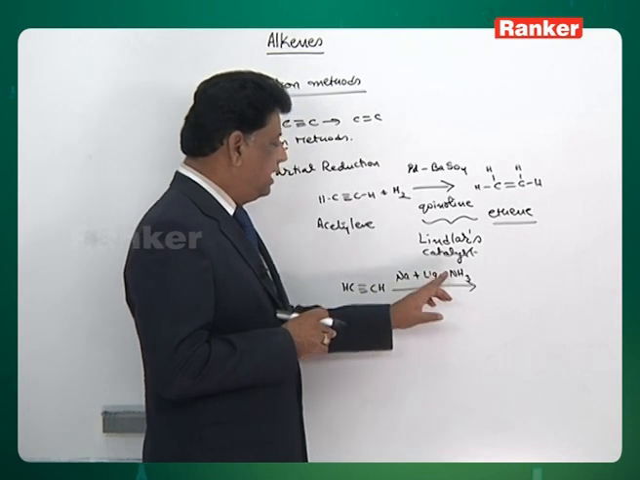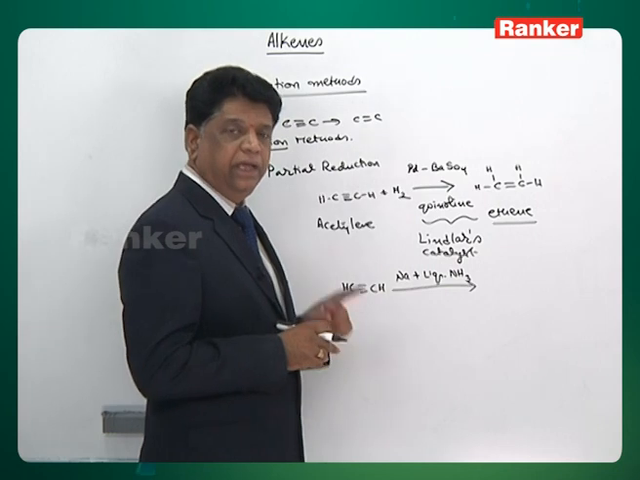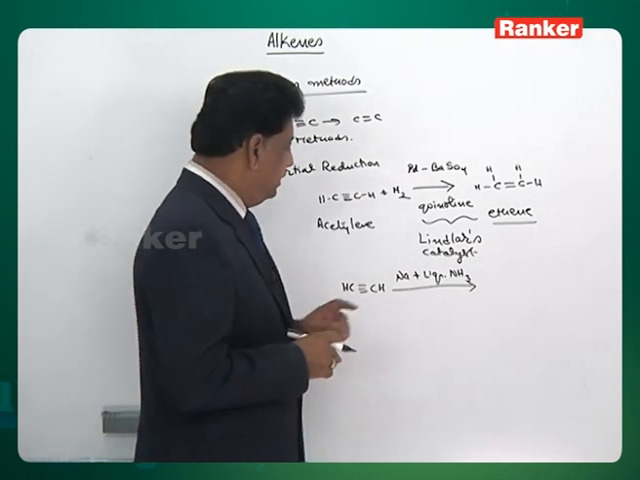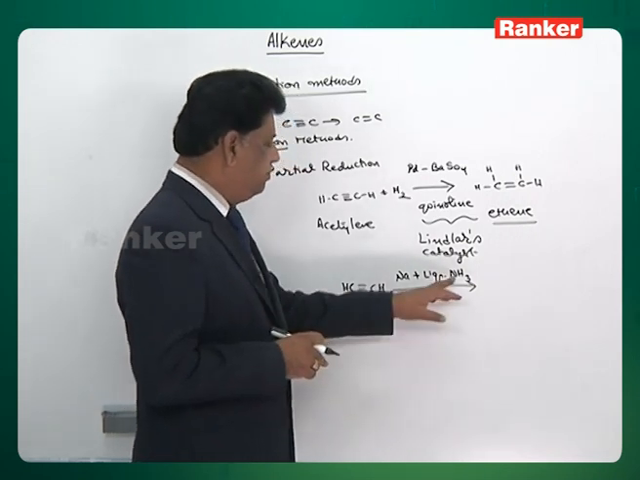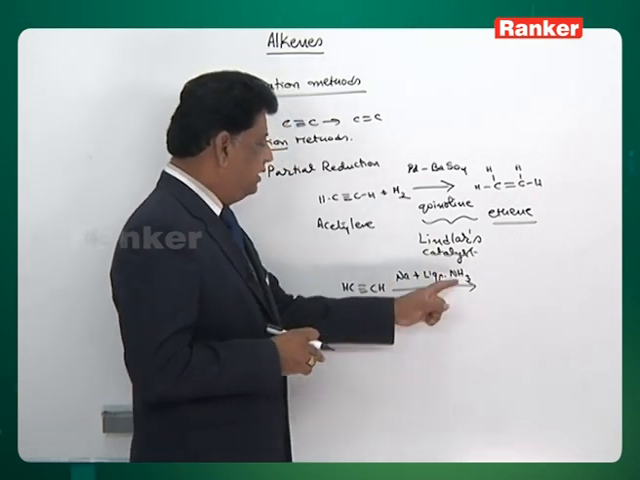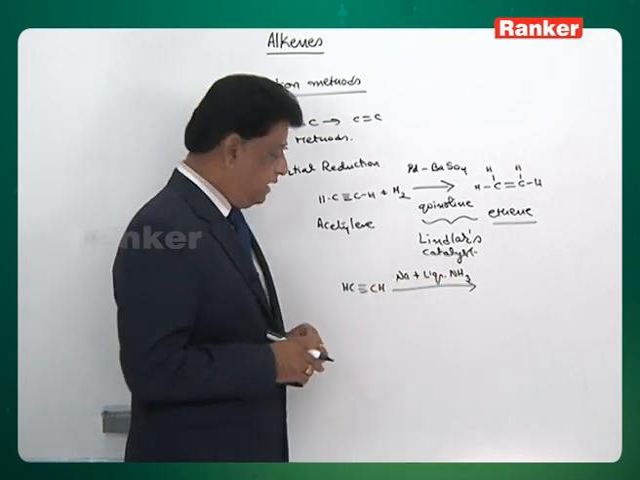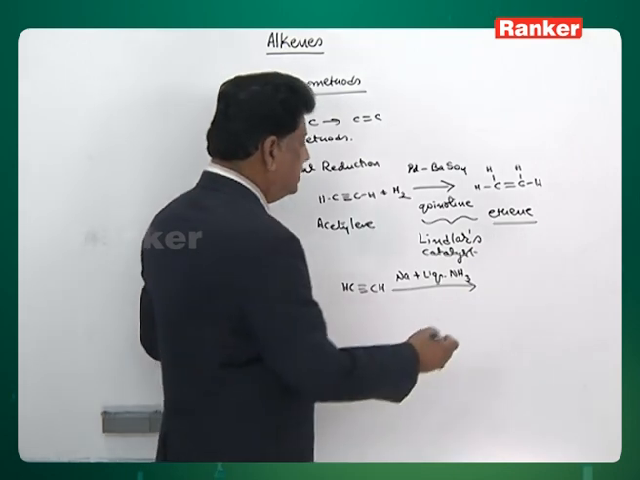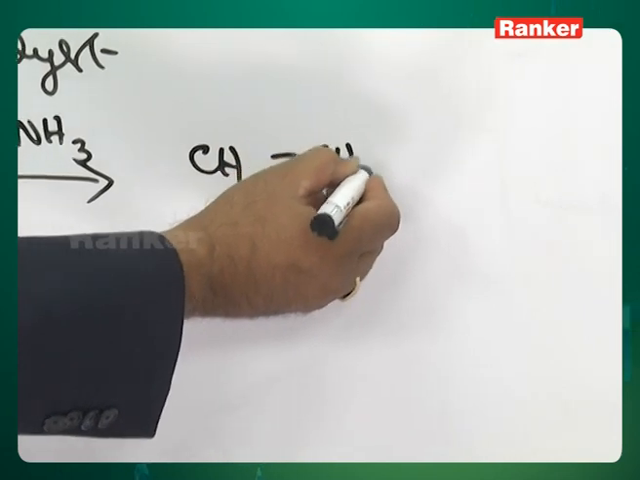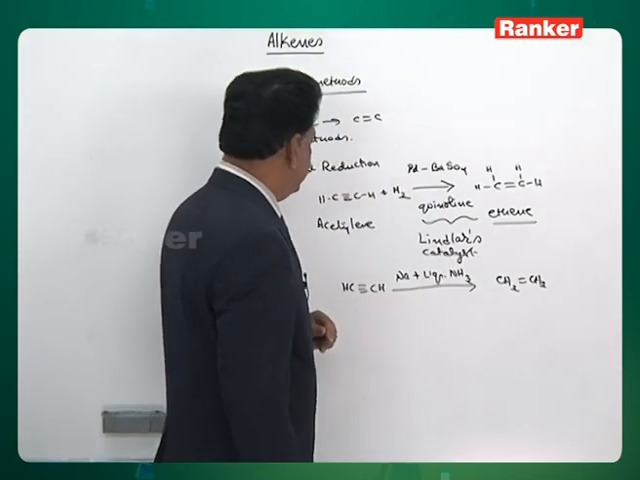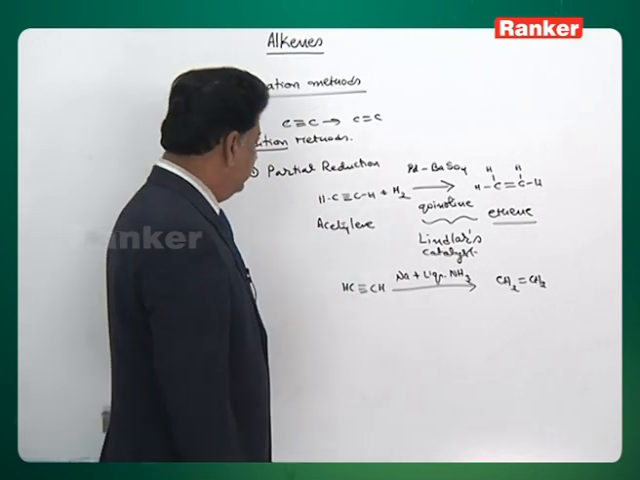You have liquor ammonia in the market, that is ammonia gas dissolved in water. This is liquid ammonia. Ammonia is really cooled or compressed to get the liquid ammonia. That liquid ammonia and the sodium together work as a reagent to reduce. In this case also you will get this CH2 double bond CH2. So it is also a partial reduction taking place and you will get ethylene.